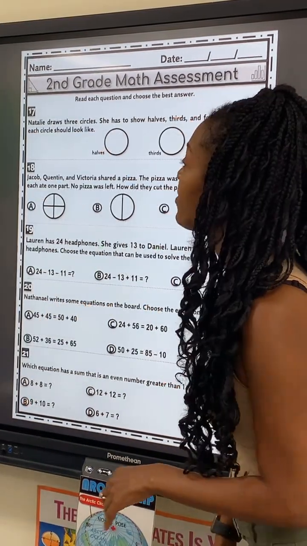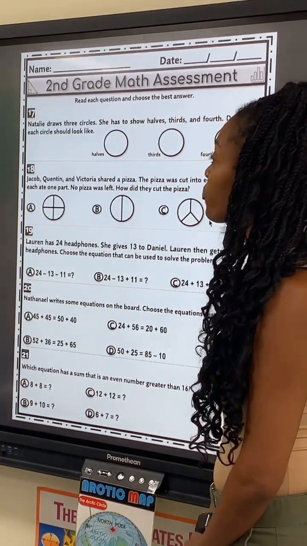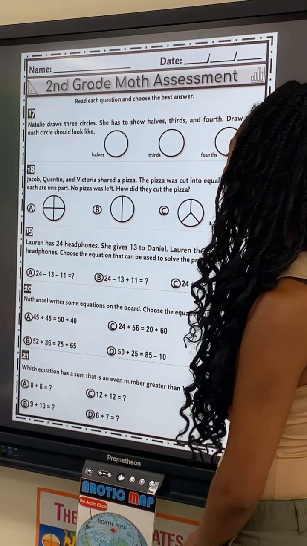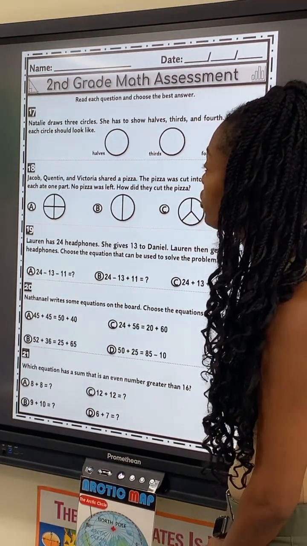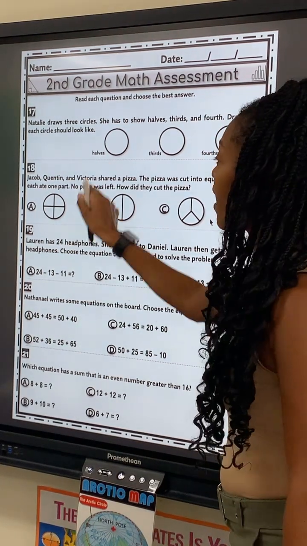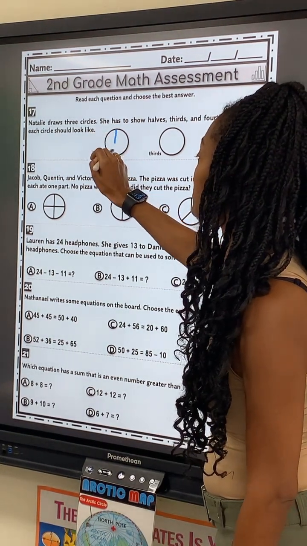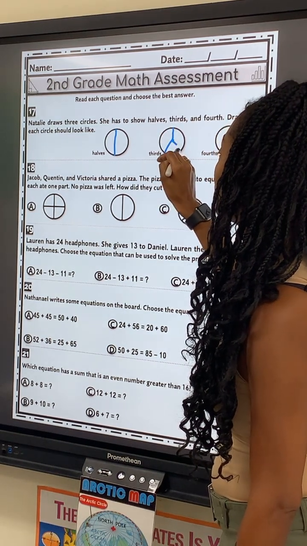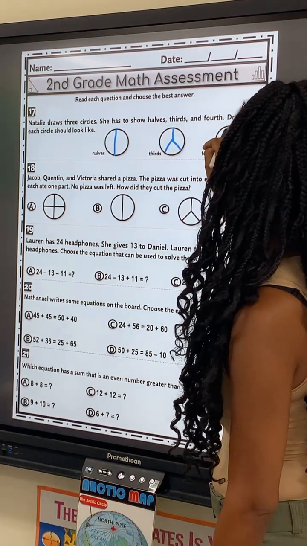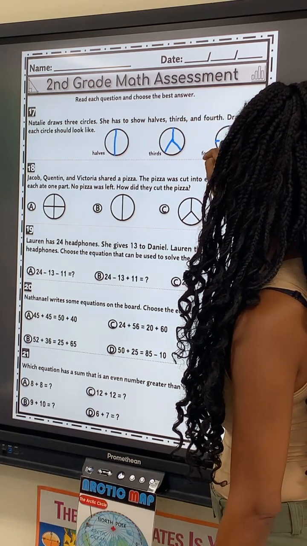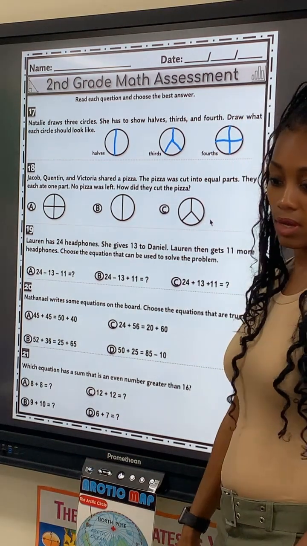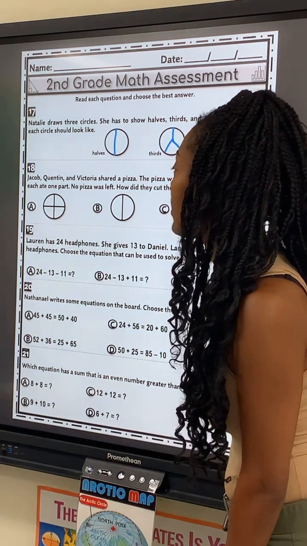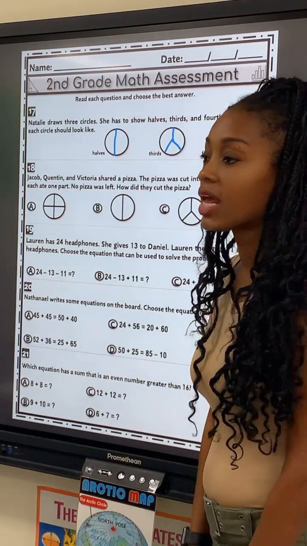Look at number 17. Natalie draws 3 circles. She has to show halves, thirds, and fourths. Draw what each circle should look like. A half should look like this. A third should look like this, because they all have to be about the same size. And 4 should look like this. Got it? Easy peasy.